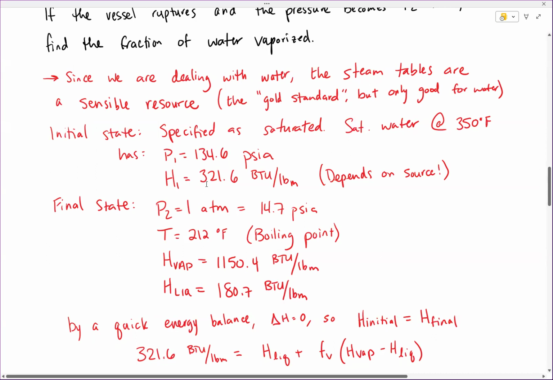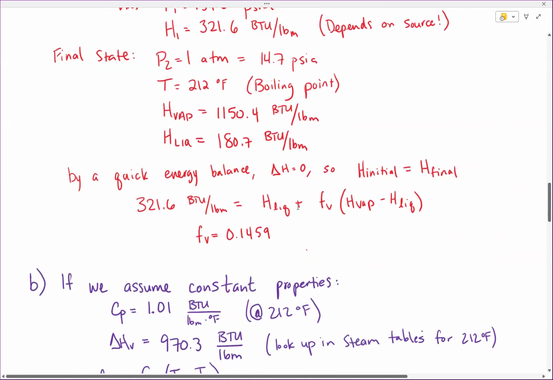This is the enthalpy of state 1. H1 is 321.6, which equals the enthalpy of the liquid plus the fraction of the mass that evaporates times the difference in the enthalpy of the vapor minus the enthalpy of the liquid. Plugging some stuff in and crunching some numbers, I already have defined all these numbers up above. We get that the fraction of water that evaporates is about 15%. So keep this number in mind, and we'll compare using the formula that we had from above.